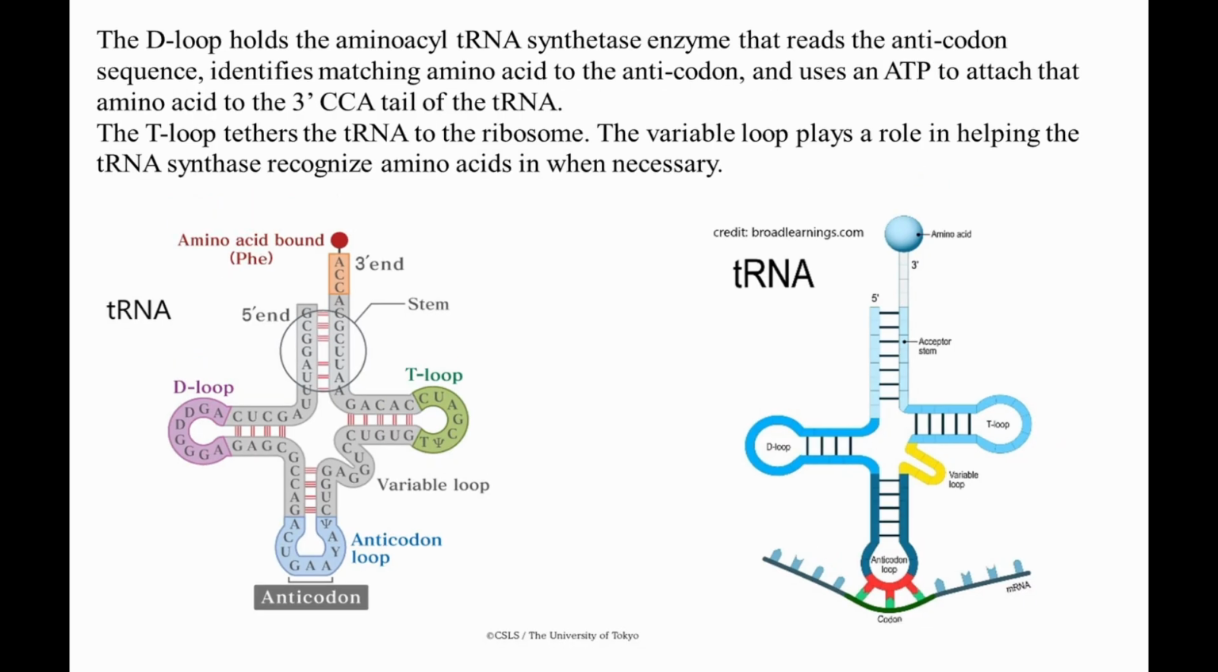The D loop holds the aminoacyl tRNA synthetase enzyme that reads the anticodon sequence, identifies the matching amino acid to the anticodon, and uses an ATP to attach that amino acid to the 3' CCA tail of the tRNA. The T loop tethers the tRNA to the ribosome. The variable loop plays a role in helping the tRNA synthase recognize amino acids when necessary. The variable loop may be absent when its amino acid recognition role is not necessary.